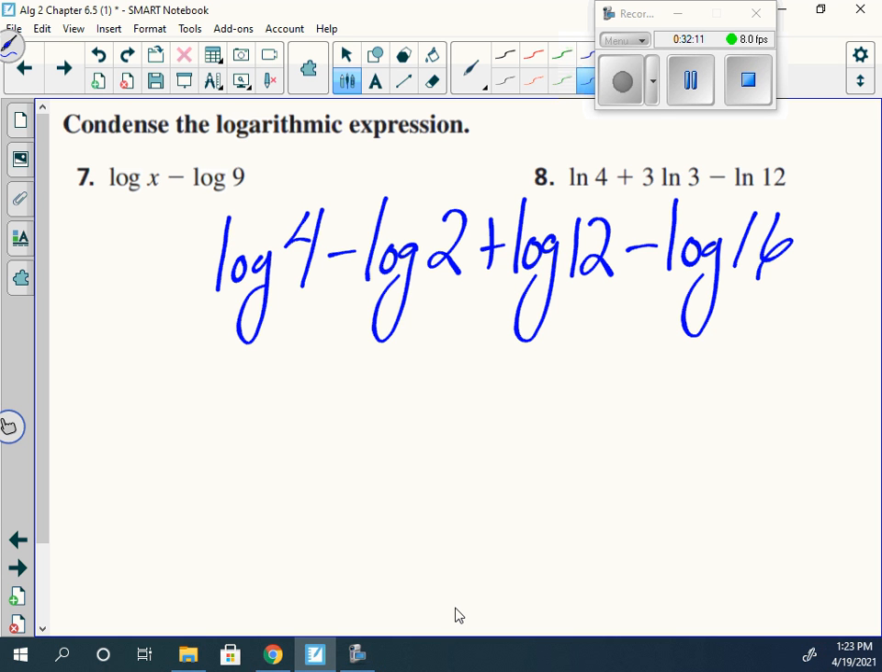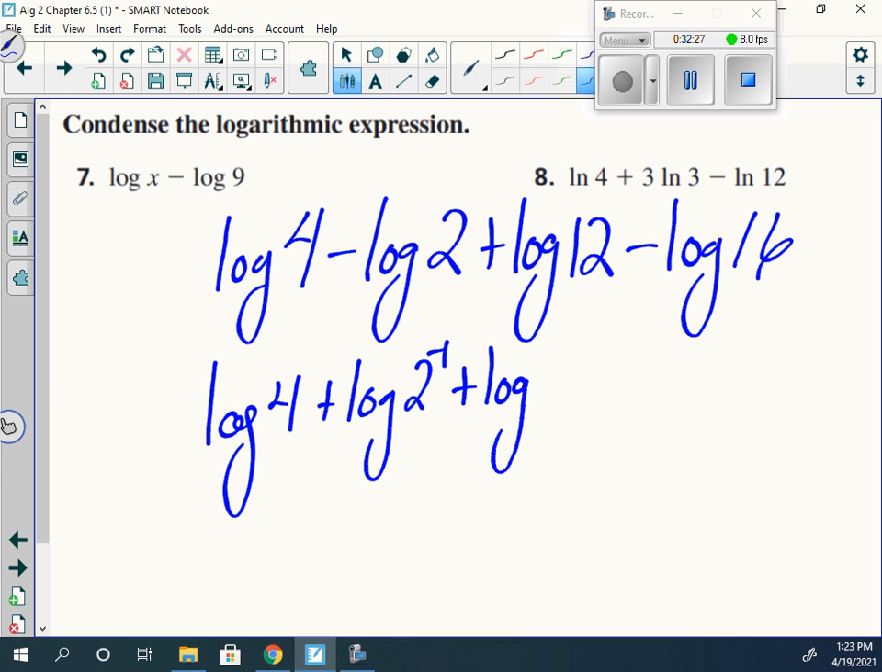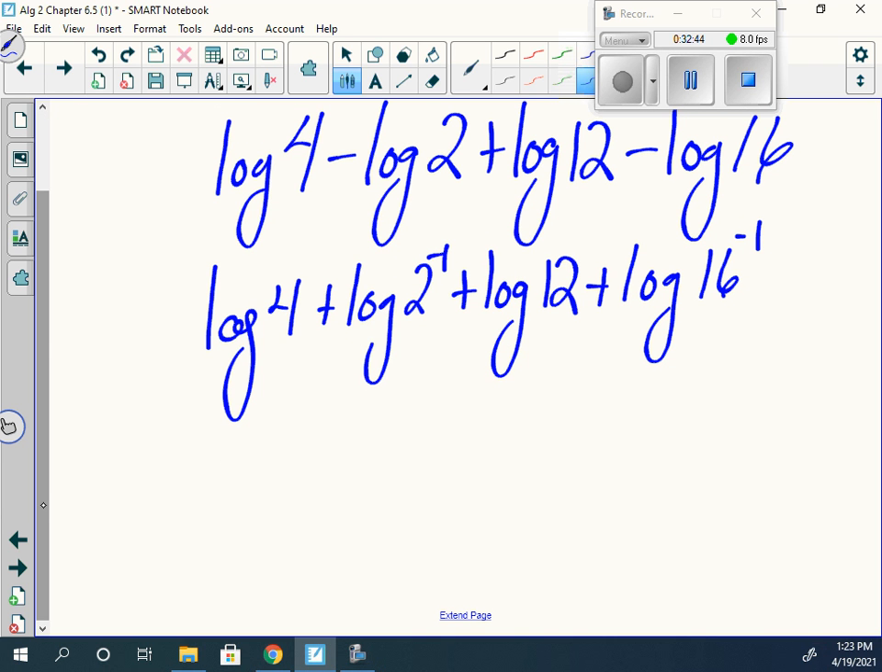And then factor out that negative so that we can apply the division property and go from there. But if we use the exponent property, this should just be log of 4 plus log of 2 to the negative 1 plus log of 12 plus log of 16 to the negative 1. What I've done is eliminated that step of trying to regroup everything that has a negative with it and rewritten it as an entire group of addition, addition, and addition so that we can just use the product property.